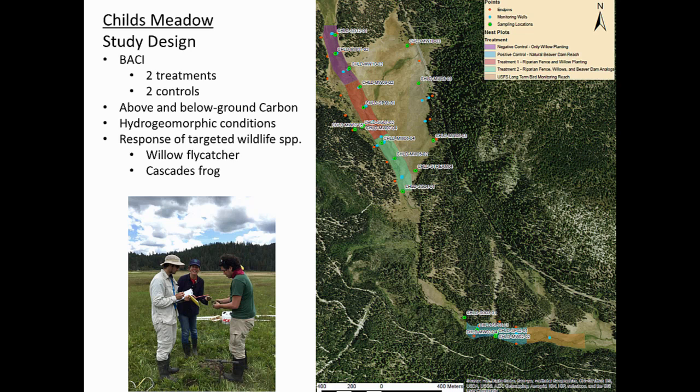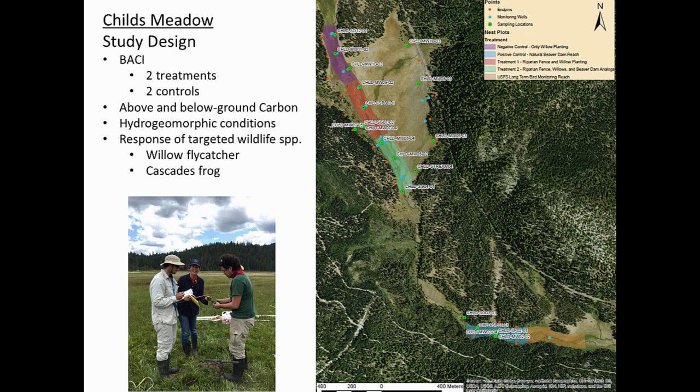So out at Child's Meadow, like I said, this is located up by Lassen. This is Highway 36 coming down through. This is a property that is currently owned by TNC. It's been in private hands, I believe, for most of the time as ranch land, and it's being currently turned over. And so we have an opportunity to actually do an ecological experimental study design on this.